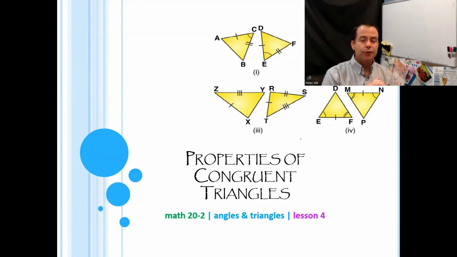Okay, and with triangles, we don't need to know all three sides and all three angles to be able to say the two triangles are congruent. We only need to know a certain amount of those things and in a certain combination. And that's what we want to talk about today. It's pretty simple once you remember the ways we can test for congruency.